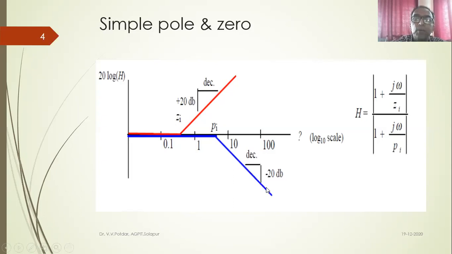There is a line of slope minus 20 decibel per decade. But from where, at what frequency, am I starting my magnitude plot for a simple pole? This frequency is called my corner frequency. Now we'll see how to find out the corner frequency.